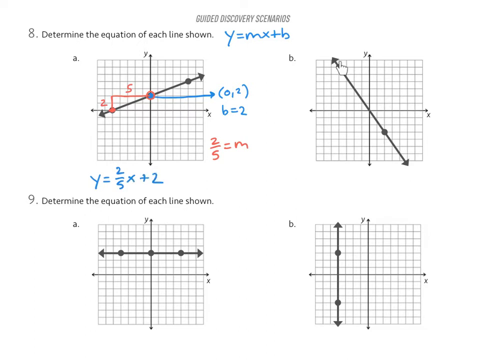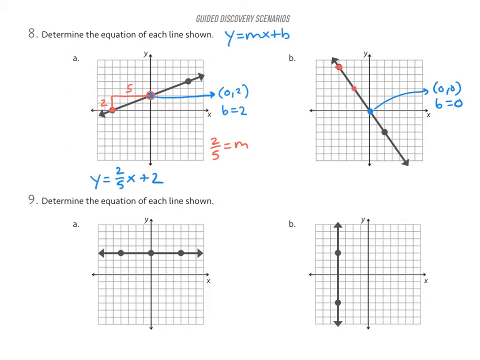Part B. Here's the line. Let's locate the y-intercept first. There's the y-intercept. It's located at 0, 0. Since it's 0, 0, I can write that b is equal to 0. Now I'll mark 2 points to find the slope. Here's a point up here, and here's a point.